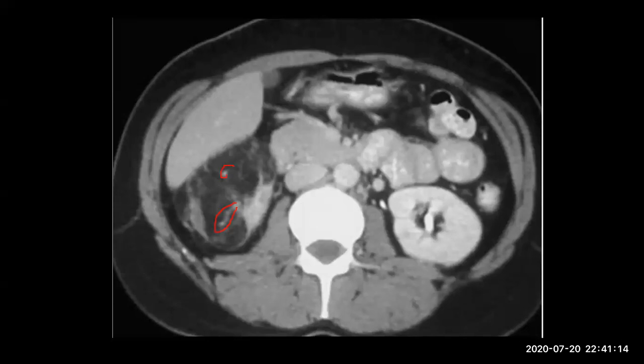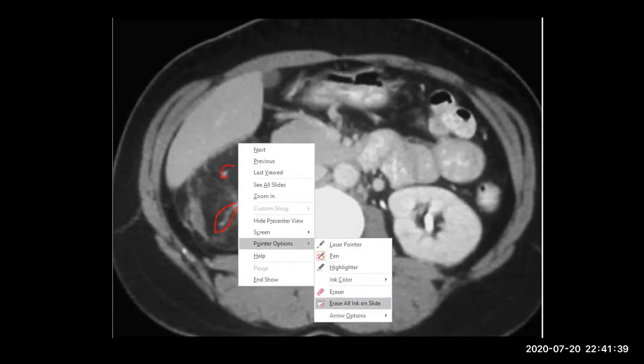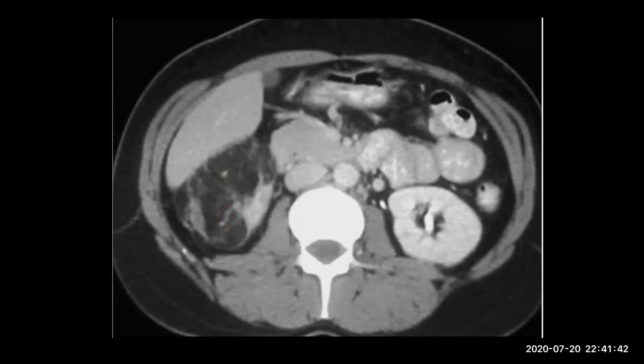Angiomyolipoma. Okay, very good. This is a classic example of angiomyolipoma. What is the relation between angiomyolipoma and tuberous sclerosis? Multiple bilateral angiomyolipomas are seen in 80% of patients with tuberous sclerosis.